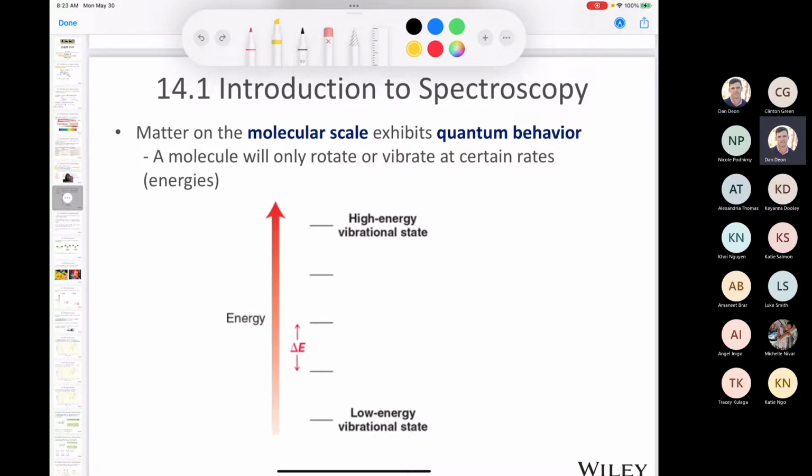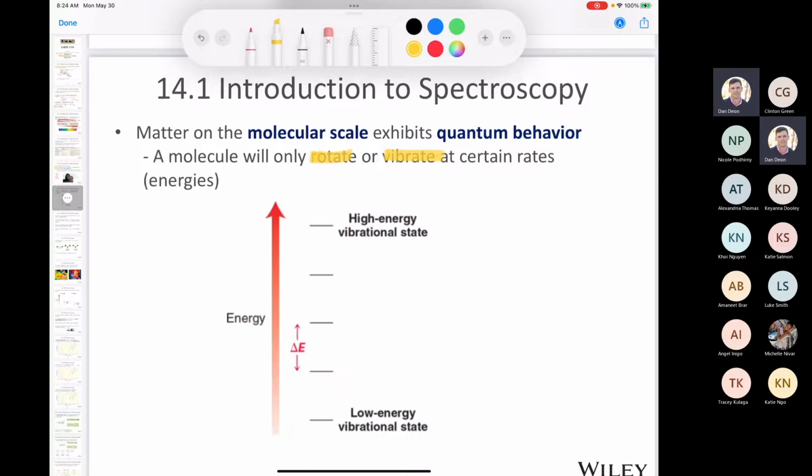Now, unlike the tire, which we could cause to rotate at any speed we want, it's a little bit difficult to wrap your head around it, but a molecule can only stretch its bonds at certain frequencies, so it can only vibrate at certain frequencies, and it can only rotate at certain frequencies. Again, a bit of a brain bender. How is this possible, Mr. Dion? Well, it's quantum mechanics. It's a difficult subject, and we don't get into too much detail. You just have to take my word for it.